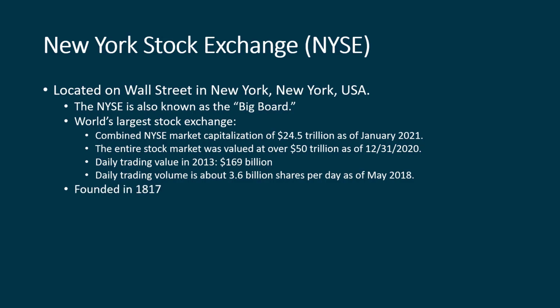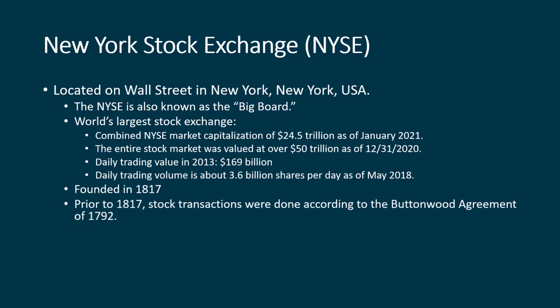The NYSE was founded in 1817, and prior to that, stock transactions were done according to a thing called the Buttonwood Agreement of 1792. Well, that goes way back to the beginning of the Constitution. So this has been around a long time. There are about 2,800 listed companies, and this changes as some companies go out of business, new ones are added, some companies merge with each other, but that's just a rough estimate.